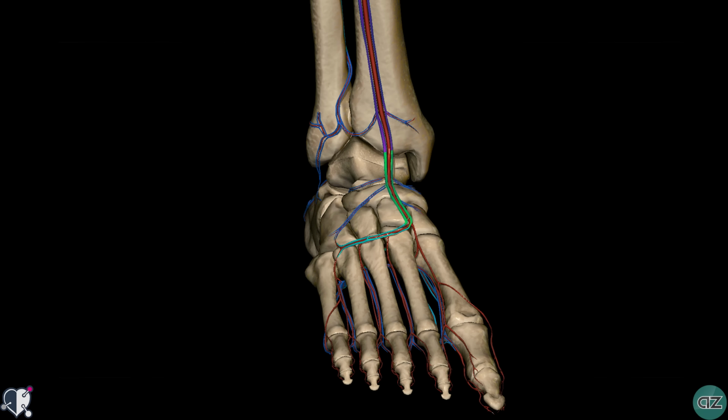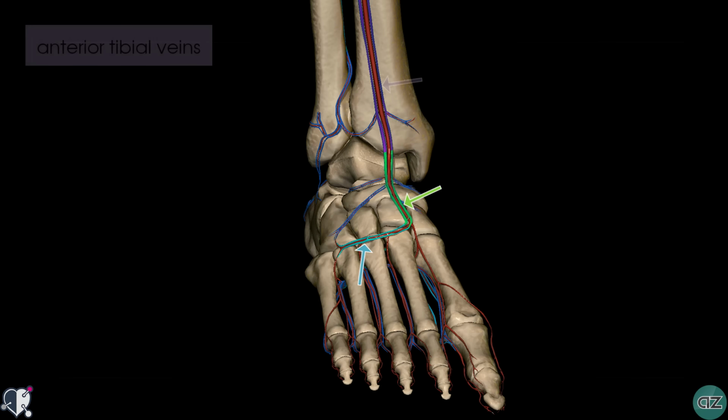We'll begin this tutorial by looking at the deep system of veins, and we'll start distally. Beginning in the foot, what we're looking at here is an anterior view of the foot, and we can see both the venous system and arterial system included on this model. In light blue you can see this vein which accompanies the arcuate artery, and this drains into the vein which accompanies the dorsalis pedis artery, which you can see in green. These deep veins of the foot then drain into the anterior tibial veins, which you can see in the purple colour.